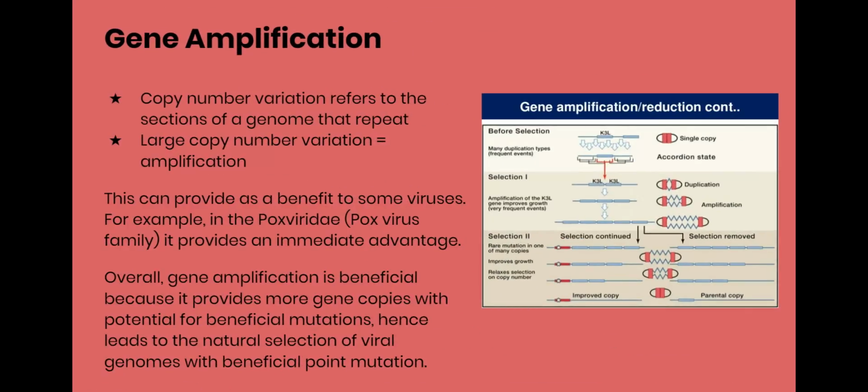Gene amplification. Before we get into this, let's quickly define it. So firstly, copy number variation refers to the sections of a genome that repeat, and a large copy number variation is basically gene amplification. This can provide a direct benefit to some viruses, for example, Poxviridae or the pox virus family. It provides them with an immediate advantage. Overall, gene amplification is beneficial because it provides more gene copies, and if there are more gene copies, there is more potential for beneficial mutations, and there is obviously natural selection of the viral genomes with beneficial point mutations.